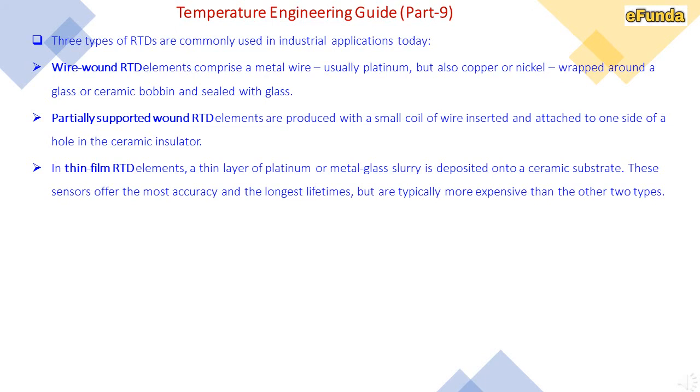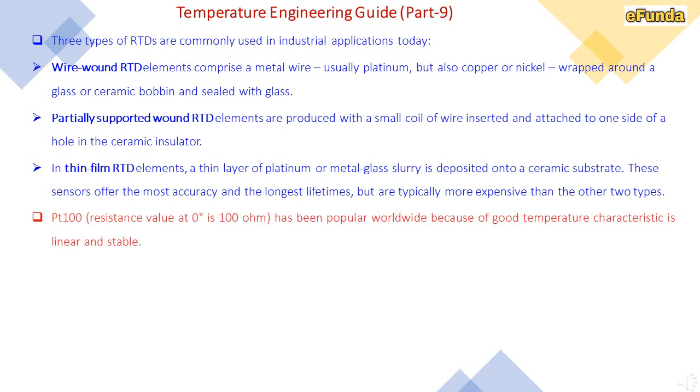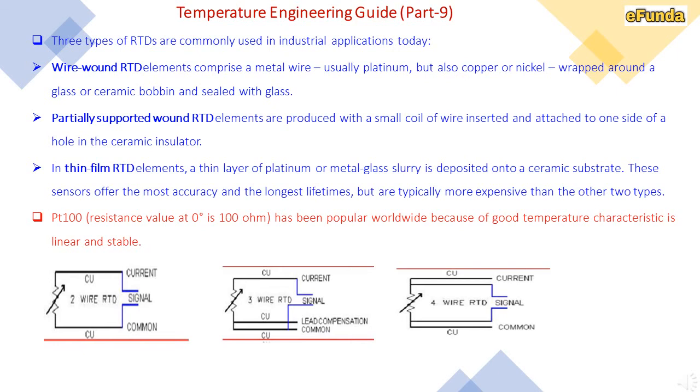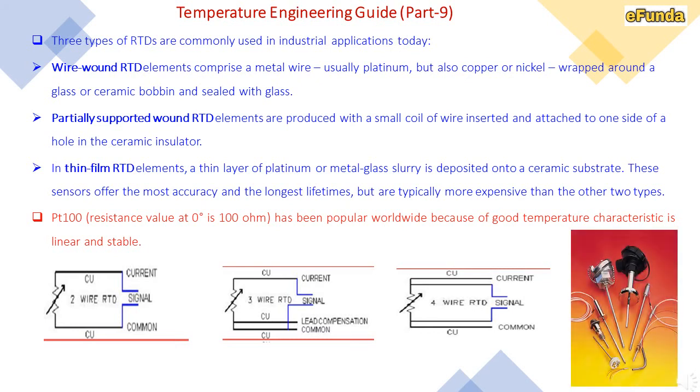Typically PT100, where the resistance value at 0 degrees is 100 ohm, has been popular worldwide because of good temperature characteristics; it is linear and stable. There are various types of wire connections, that is 2-wire, 3-wire and 4-wire RTD. One can see in a figure how the configurations are defined, and in the last picture one can see typical RTD types and how the RTD looks, for better understanding of their construction.